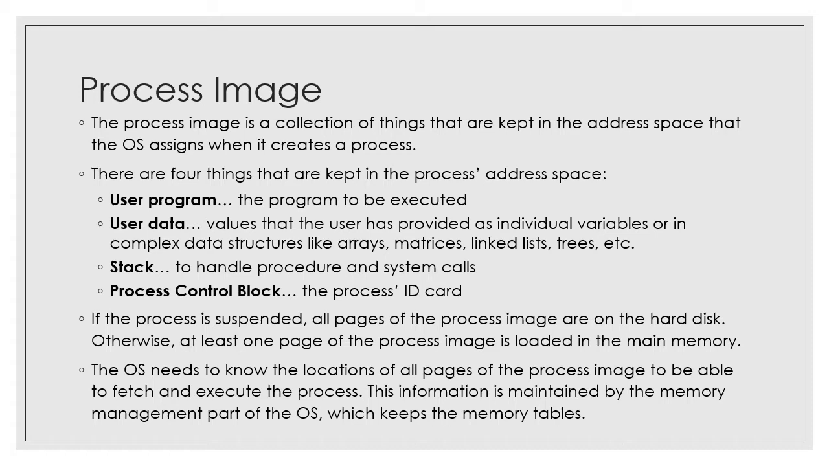The process image is a collection of things that are kept in the address space that the operating system assigns when it creates a process. There are four things that are kept in the process's address space, or there are four components of the process image. User program, that is the program that you want to execute. User data, values that the user has provided as individual variables or in complex data structures like arrays, matrices, linked lists, trees, etc.